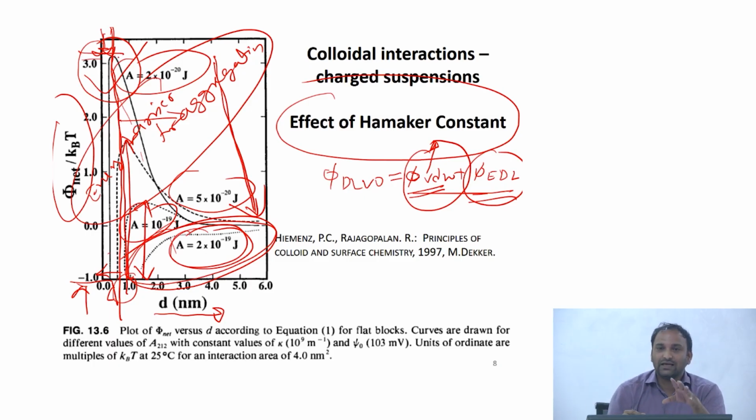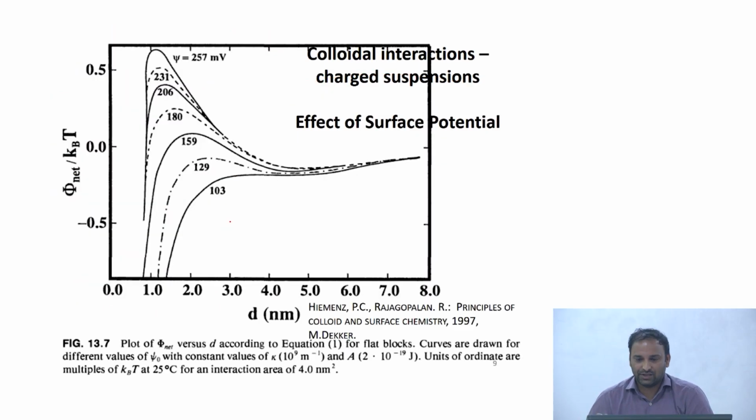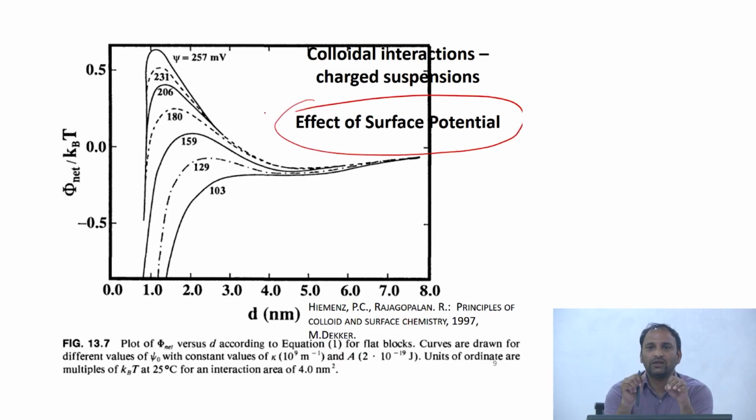Therefore, I am basically increasing the Hamaker constant, going from 2 into 10 power minus 22 to 2 into 10 power minus 19. Okay, that leads to totally attractive interactions, and your particles would become unstable and aggregation kicks in. Second way of doing this would be if I work with particles of different charges.